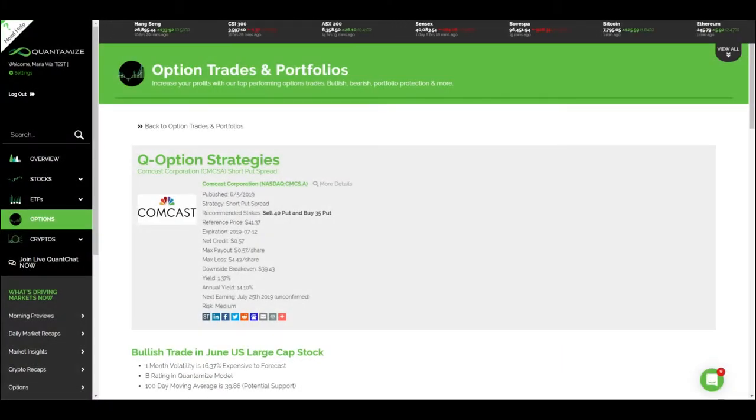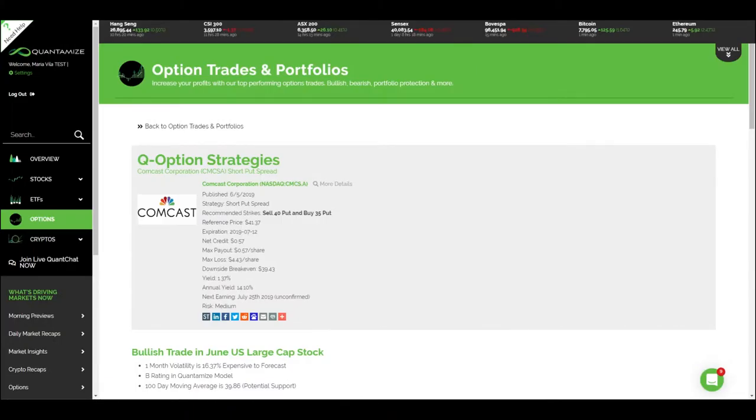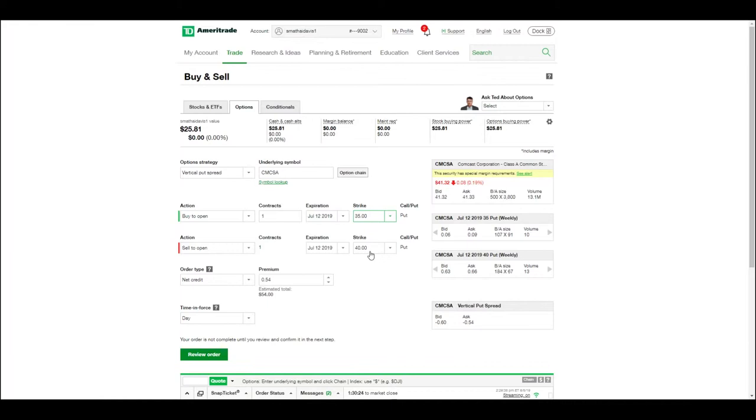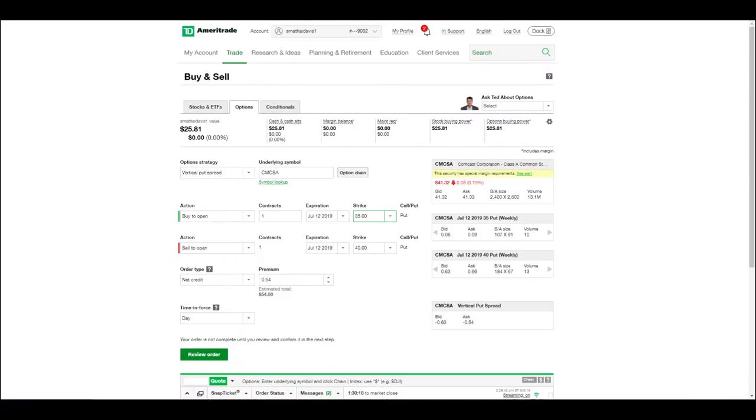July 12th. Now remember, we're selling the 40 put and we're buying the 35 put. Let's double check that, great, 40, 35. Again, we're selling the 40, buying the 35, net credit trade of 54 cents. Let's make sure it's in line with us, 57. Fabulous. So that means you're going to be getting a credit of $54 on a one by one spread.